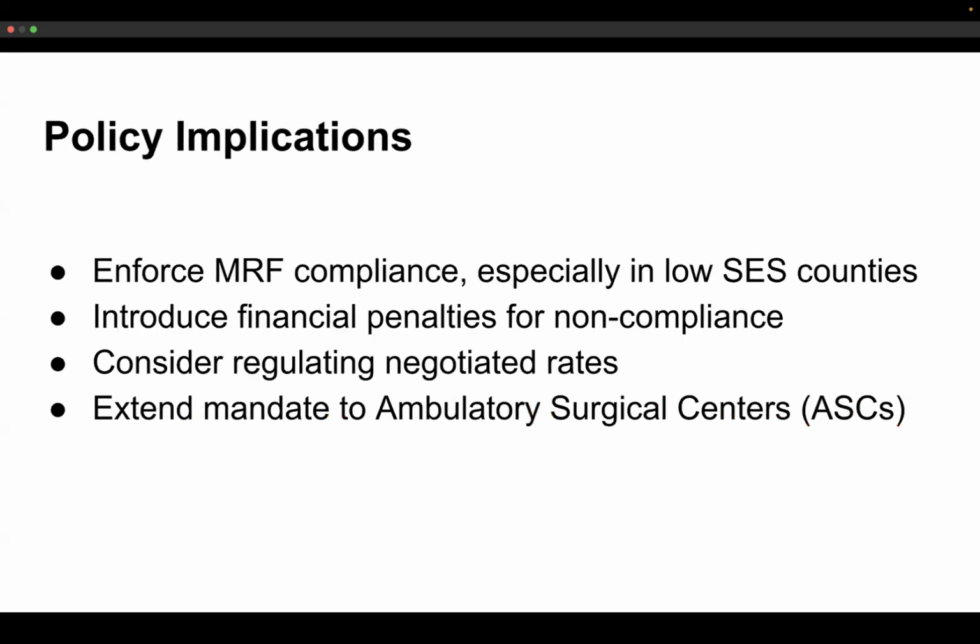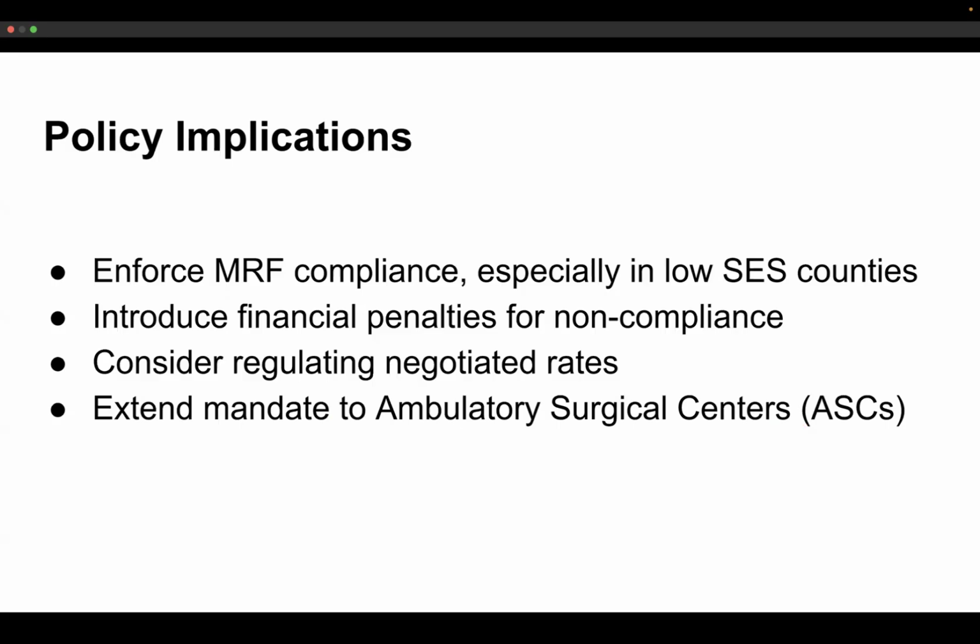What are the policy implications of this? While pricing differences weren't significant, access and transparency evidently still need improvement. Hospitals in low socioeconomic status areas fail to adhere to the federal mandate at a much higher percentage than those hospitals in high socioeconomic status areas.